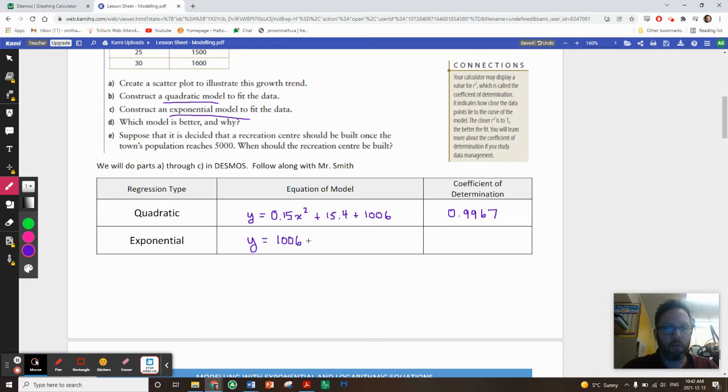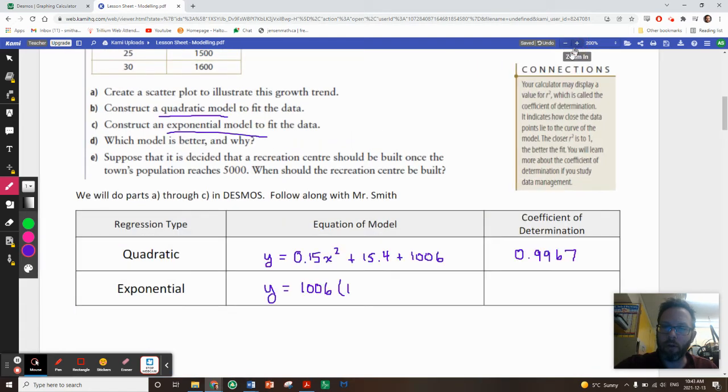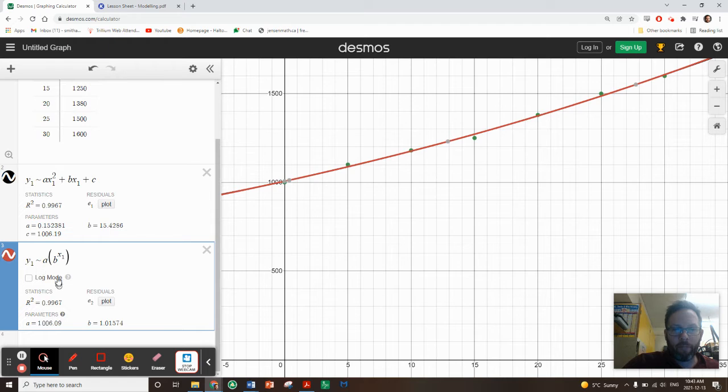1006 times 1.016 to the power of x. And our coefficient of determination, 0.9967. Okay, so A through C we have now done within Desmos. And as we have talked about, the r squared value is very similar. And these two graphs, within the data, are almost indistinguishable. We can't really tell the difference between the two.